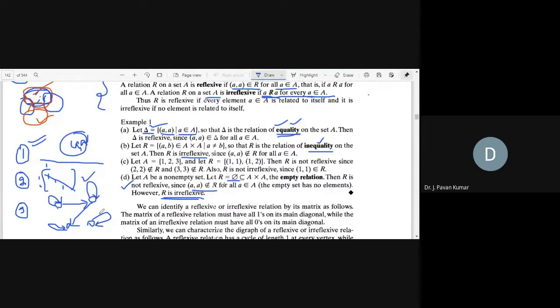we have to check? On every vertex, if we have a self loop, then we can claim it as reflexive. If no vertex is having a self loop, then we can claim it as irreflexive. If some vertices are having a self loop, then it is not reflexive and it is not irreflexive as well. That's it. This is about what is meant by reflexive and irreflexive, and how we can identify them by using these three representations.